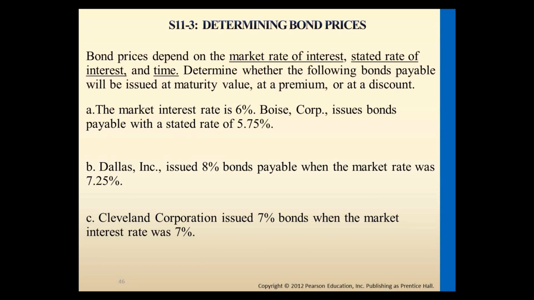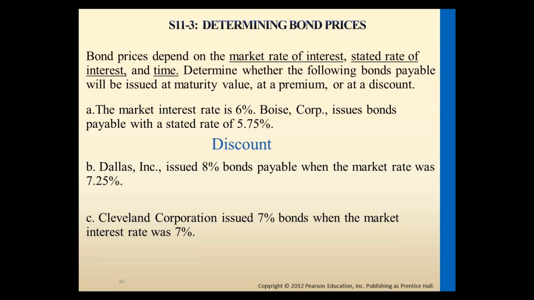This company issues bonds payable with a stated interest rate, meaning they want to offer, 5.75%. In this case, letter A, if you're the company, will you be able to issue it at par, at a discount, or at a premium? At a discount, right? Because the stated interest rate, what we're trying to offer, is lower than the market rate. We will not be able to raise, again, not $1,000, but perhaps $960 or $980, depending on the two parties, but it will always be lower than the face value.